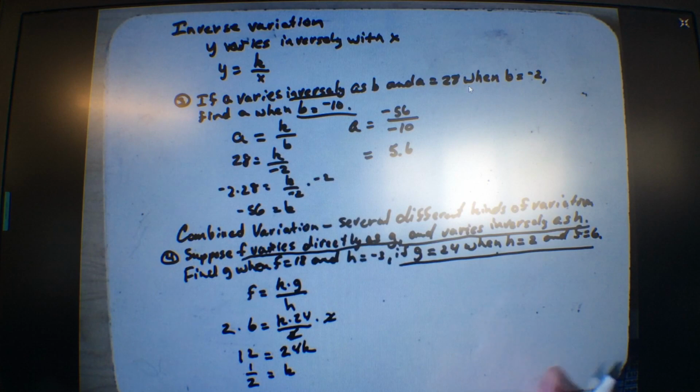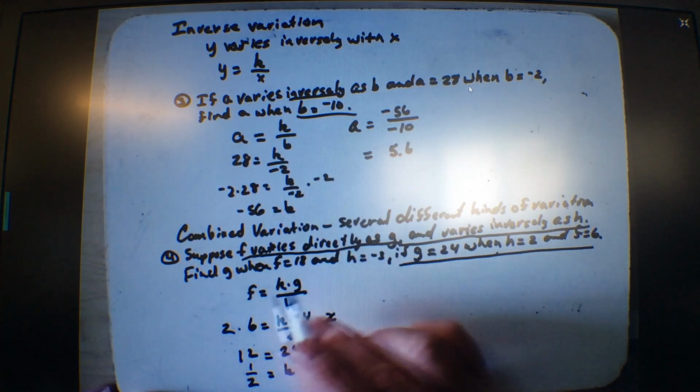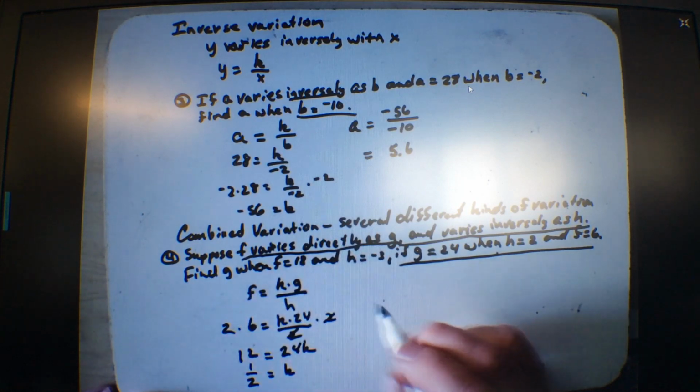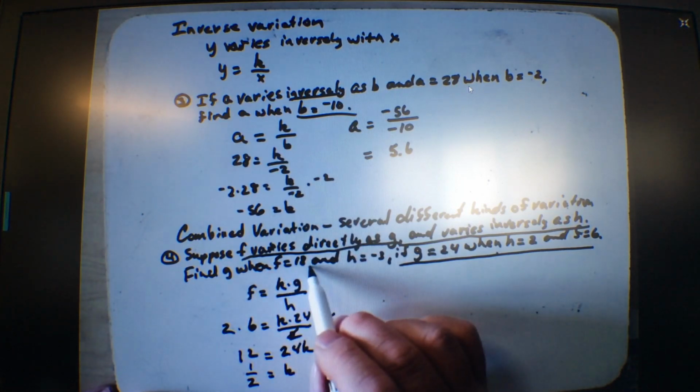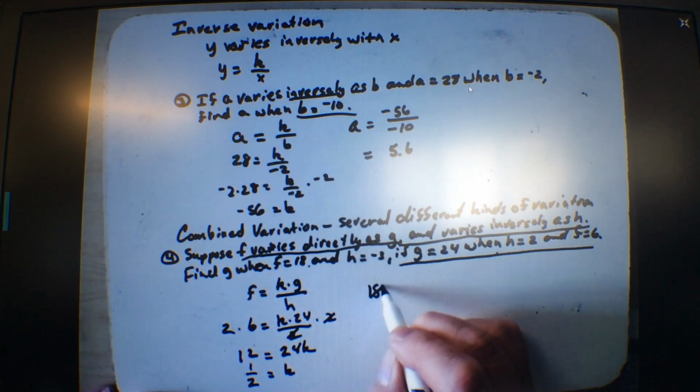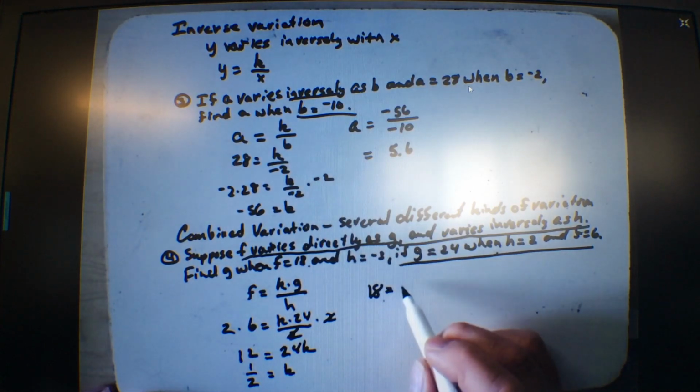1/2, right? That might be easier to write as 0.5. We'll see here. So now we want to find G. We want to find G, not F. This is different. F is 18. Okay, this is a different type of problem.